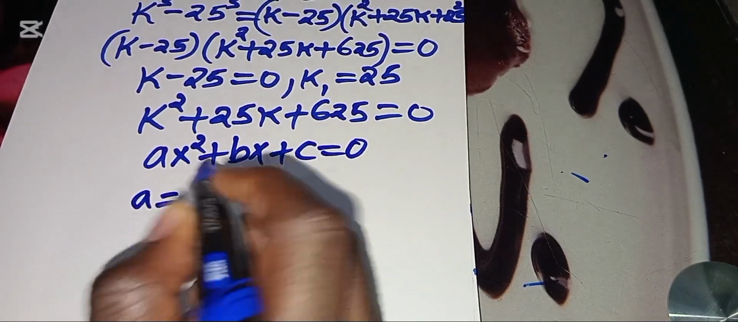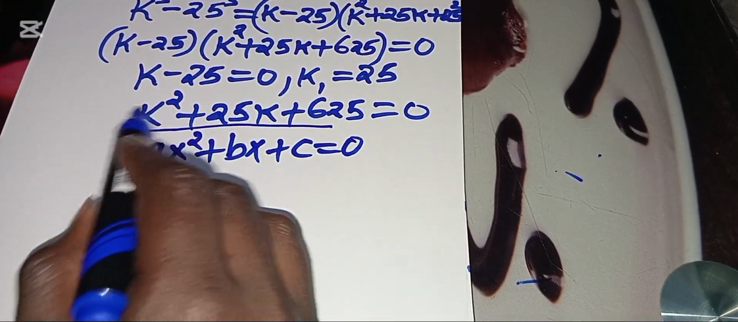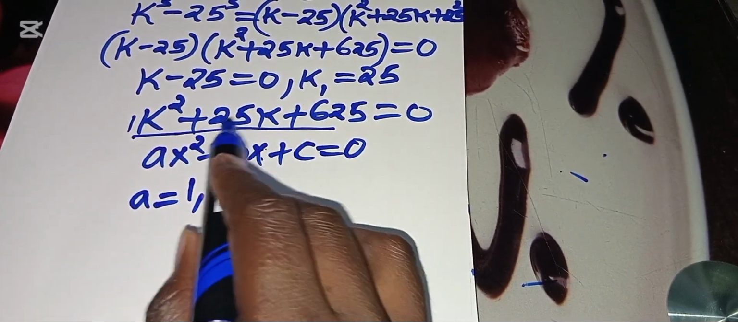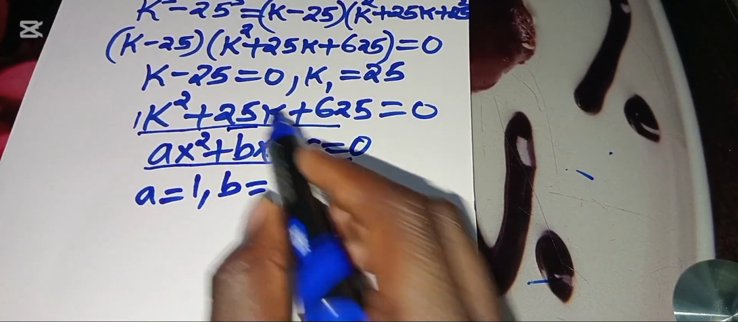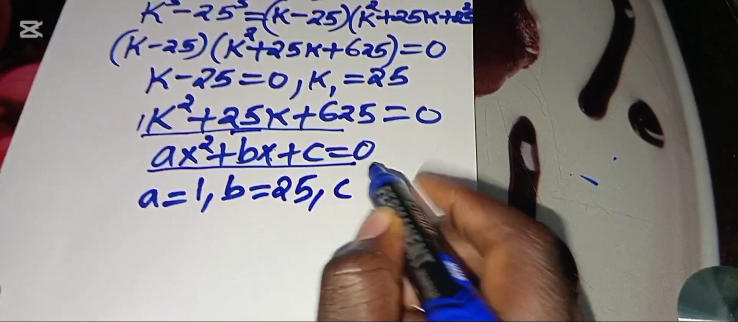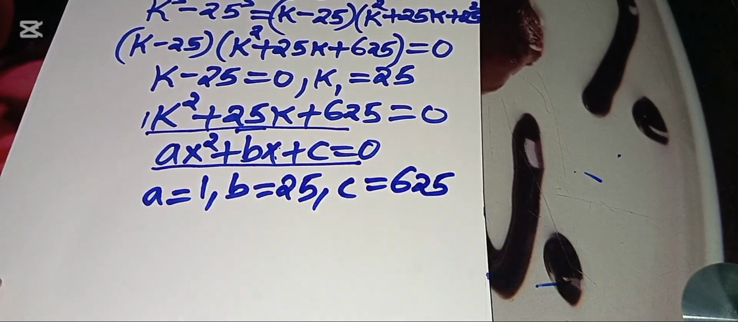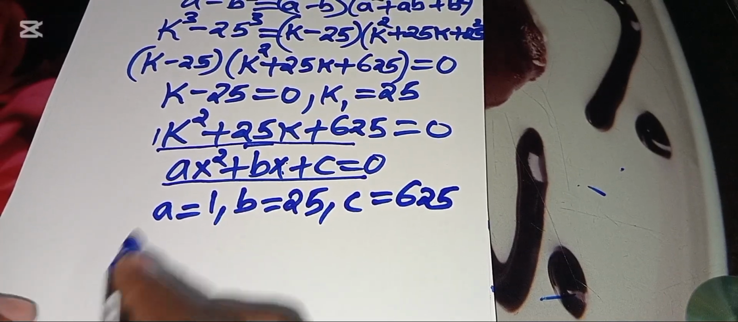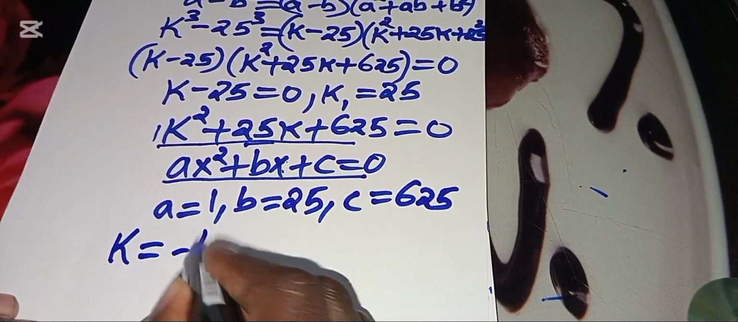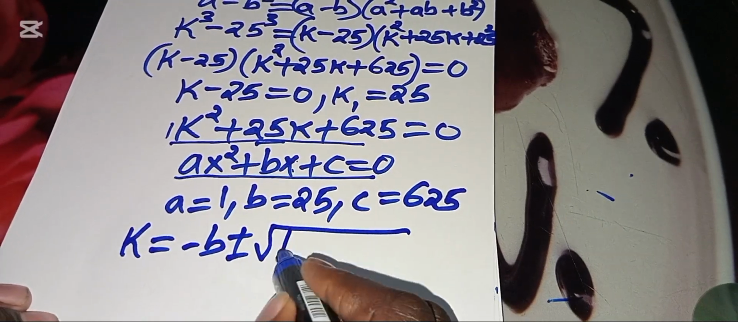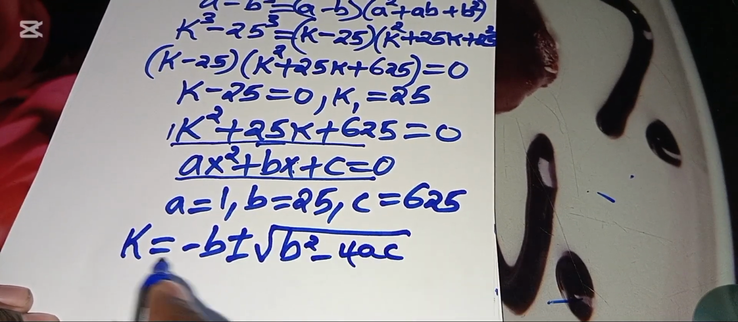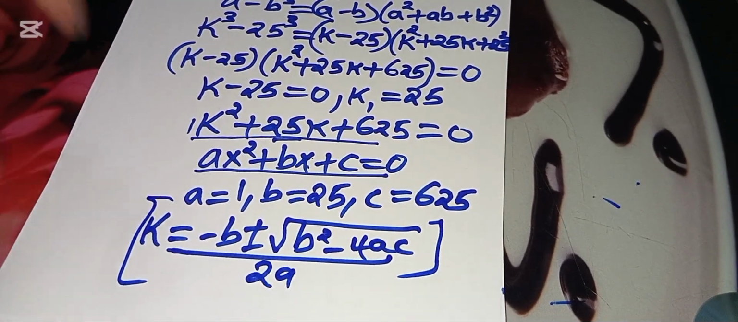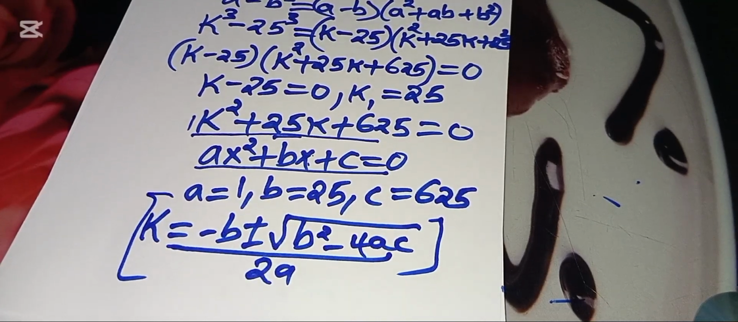Now, a from our quadratic equation, which is the coefficient of k squared, is 1. Our b is the coefficient of x in this format, which in our case is 25. And c is equal to 625. Okay. So for the value of k, we introduce the quadratic formula, which is expressed as k is equal to negative b plus or minus the square root of b squared minus 4ac divided by 2a. Okay, so let's just substitute the values of a, b, and c as follows.